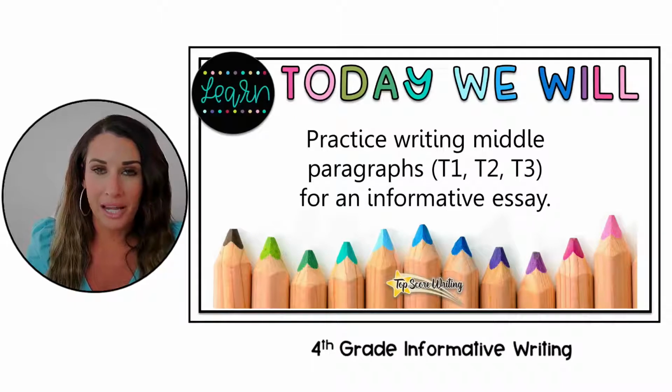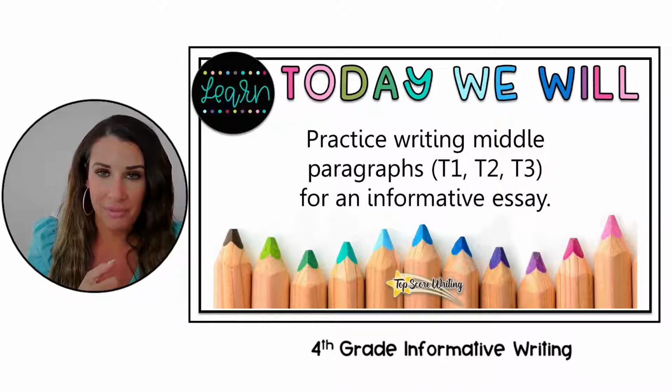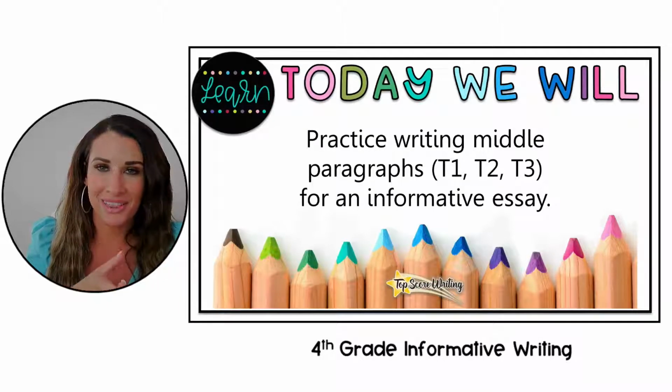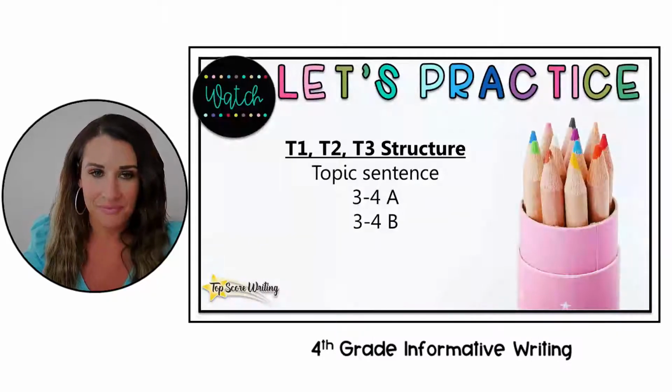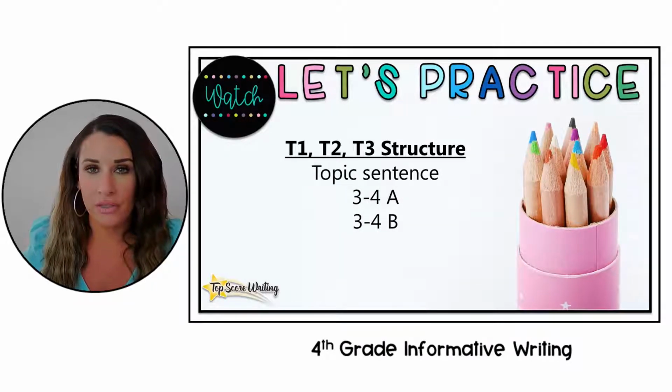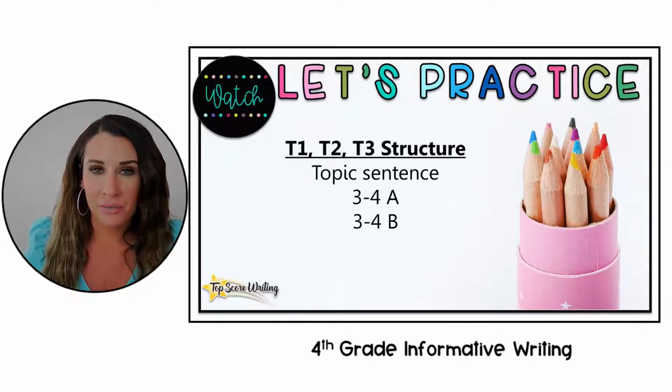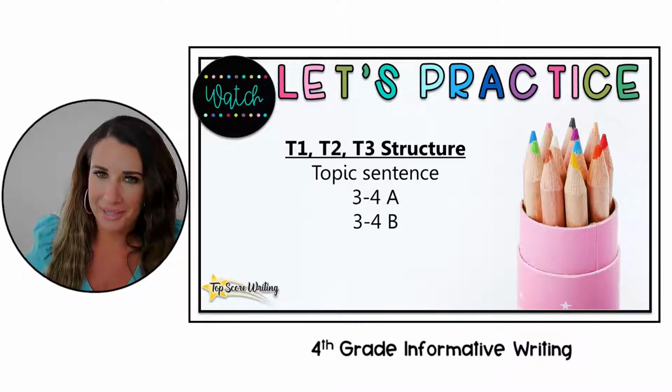Remember, when you look at that ITC outline, the first paragraph is the I paragraph. We already learned how to do that. And now we're going to learn T1, T2, and T3. And then all we'll have left is the C paragraph. So let's go over the structure of each middle paragraph. The T1, T2, and T3 structure is topic sentence, 3 to 4 about A, and 3 to 4 about B. Don't worry, I'm going to explain that to you.